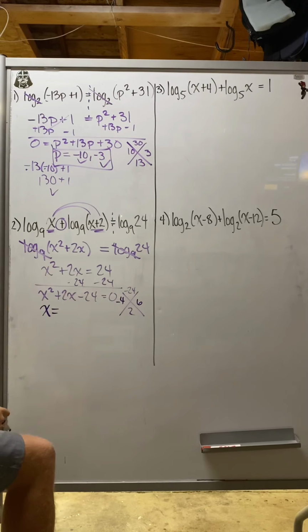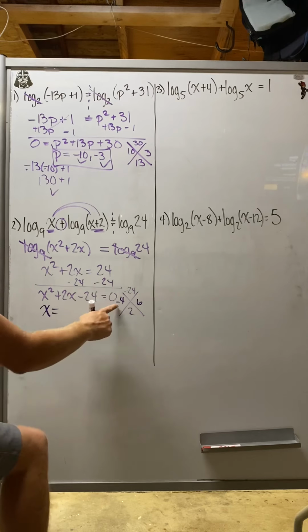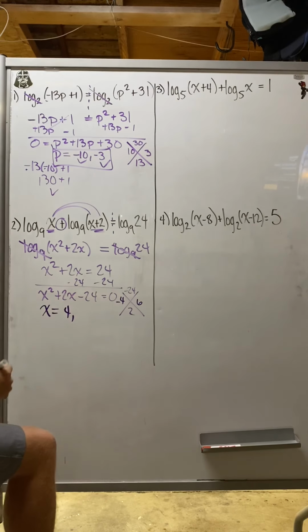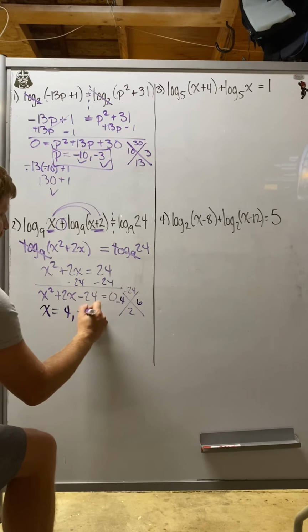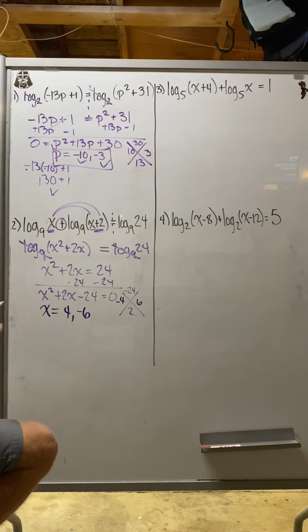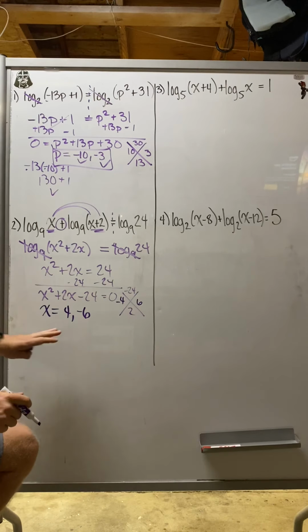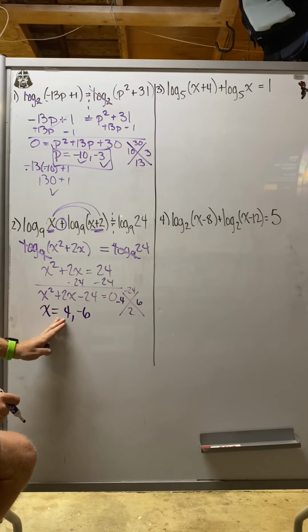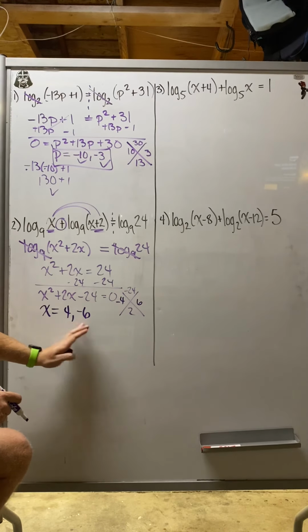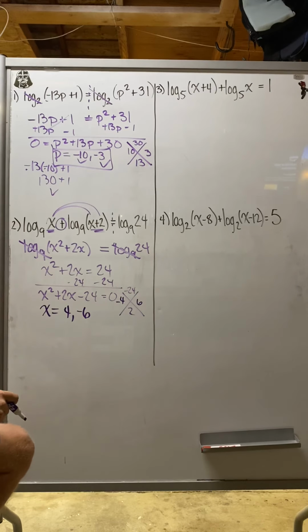So what will actually solve this equation? A positive 4, the opposite of negative 4 will, and negative 6. Okay? Now my next step is to make sure that anywhere I have an x, plug in 4, make sure all my arguments are positive. Plug in 6, negative 6, make sure all my arguments are positive.